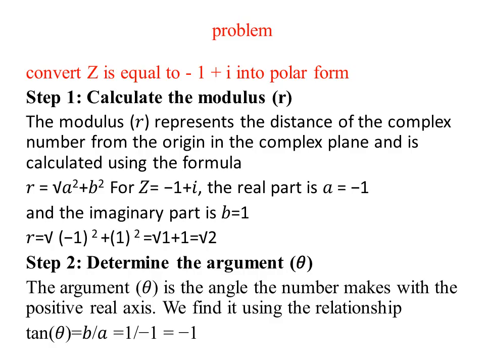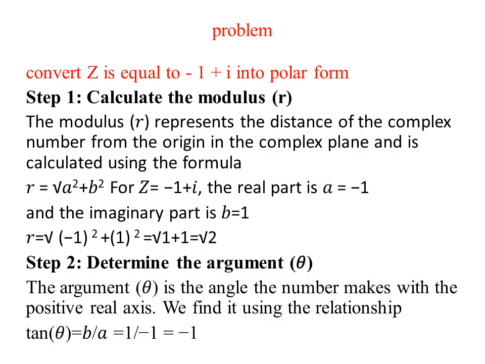For z is equal to minus 1 plus i, the real part a is equal to minus 1, and the imaginary part b is equal to 1. Therefore r is equal to root of (minus 1) whole square plus 1 whole square, that is equal to root of 1 plus 1, that is equal to root 2. After this we have to determine the argument theta.